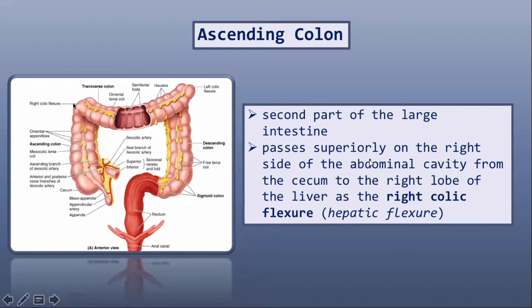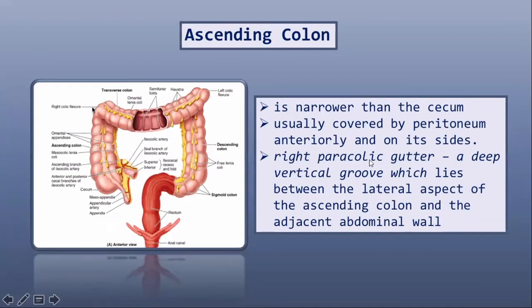Okay, so this right colic flexure here, or your hepatic flexure, lies deep to your 9th and 10th ribs. That's an important location also. So that's your ascending colon and your right colic flexure. Paracolic gutter here.